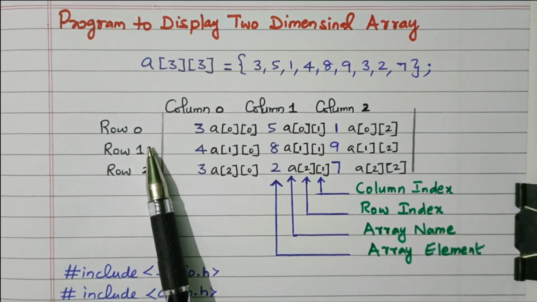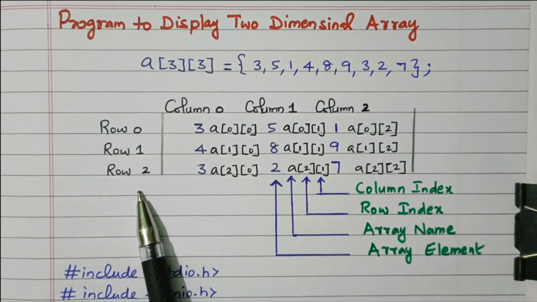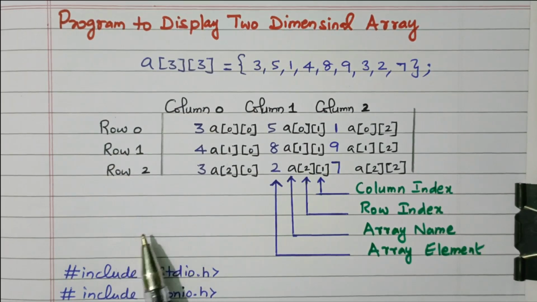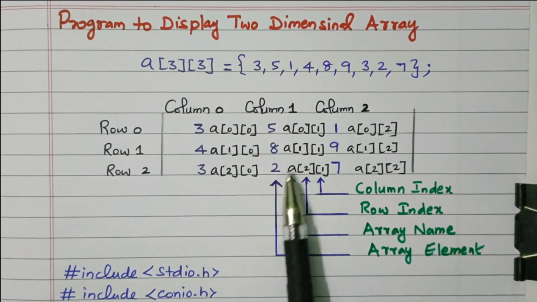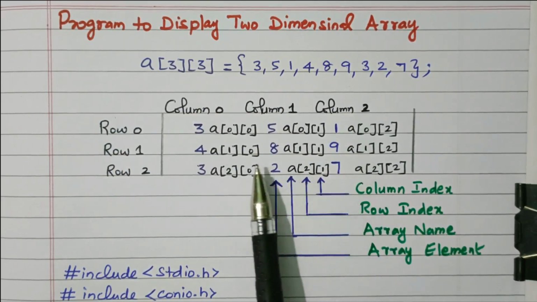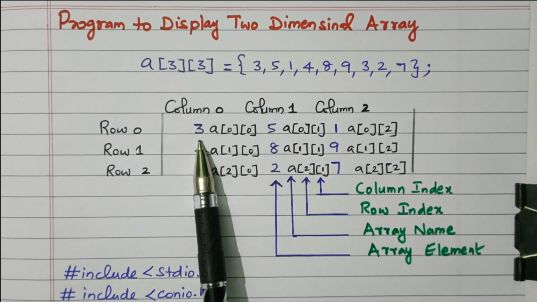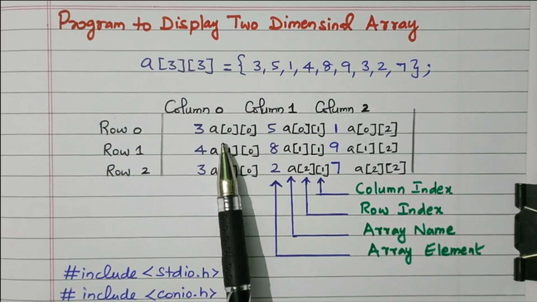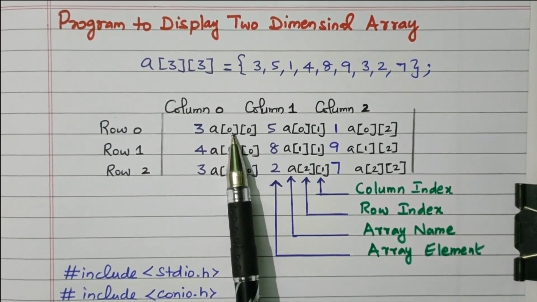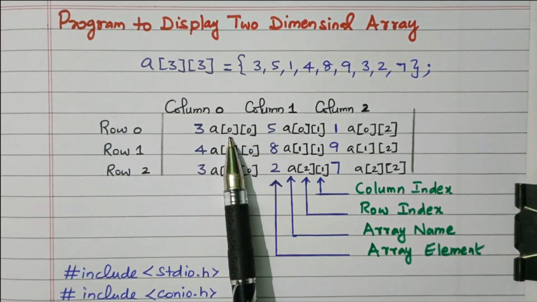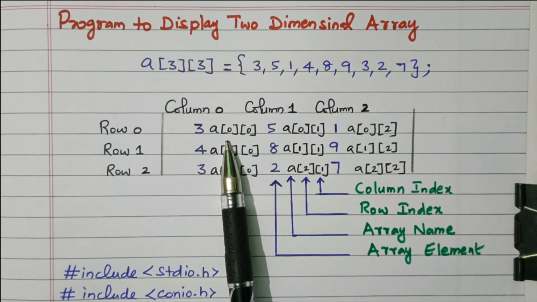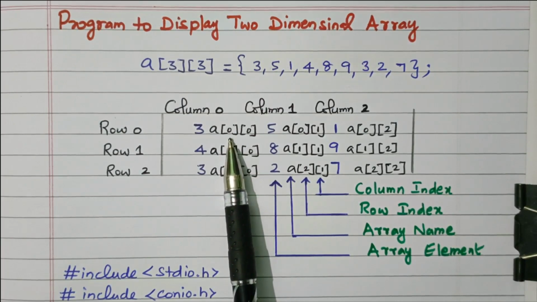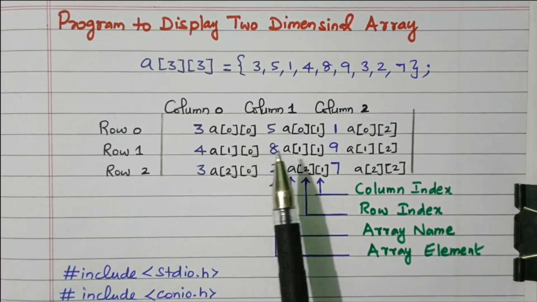They are named 0, 1, 2: row 0, row 1, row 2. Always we start with 0. Similarly column 0, column 1, column 2. So the first number 3 is arranged here, that is A[0][0]. The first 0 refers to the row and the second 0 refers to the column. So 0 means 1: first row, first column.